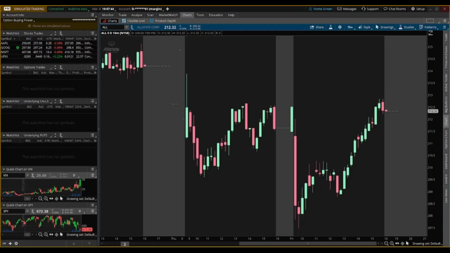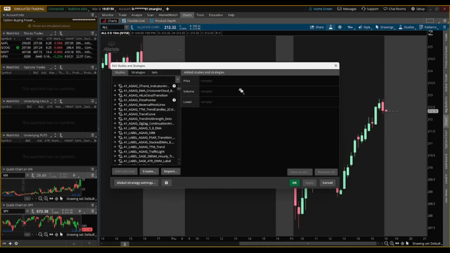Let's talk about ATR, Average True Range. ATR measures historical price movement. It tells you how much range the stock has been moving on average. The higher the ATR, the bigger the average moves. The lower the ATR, the smaller the average moves.